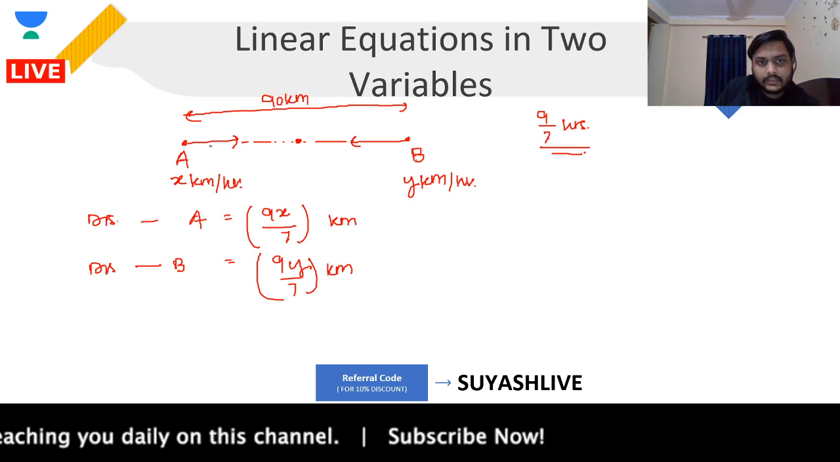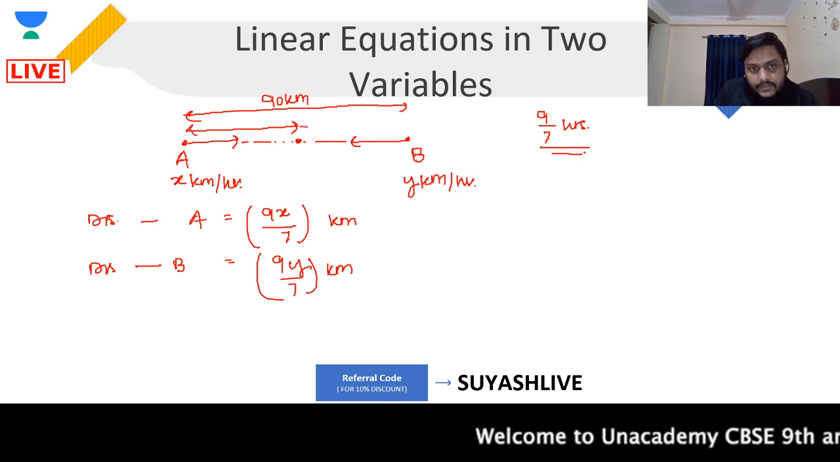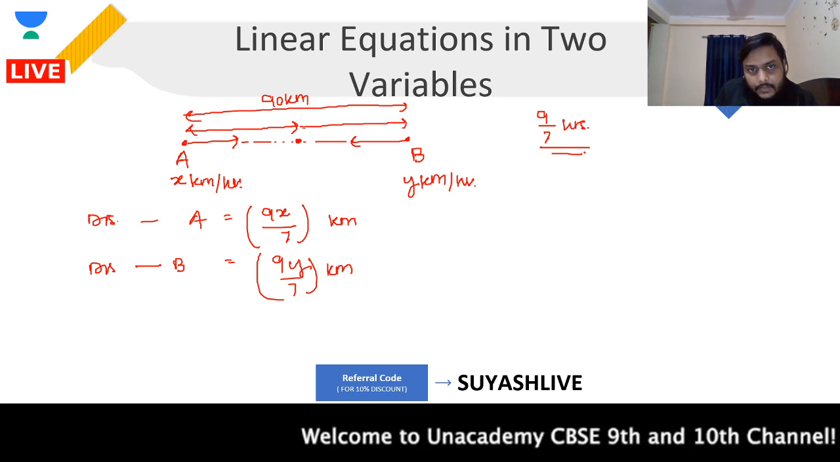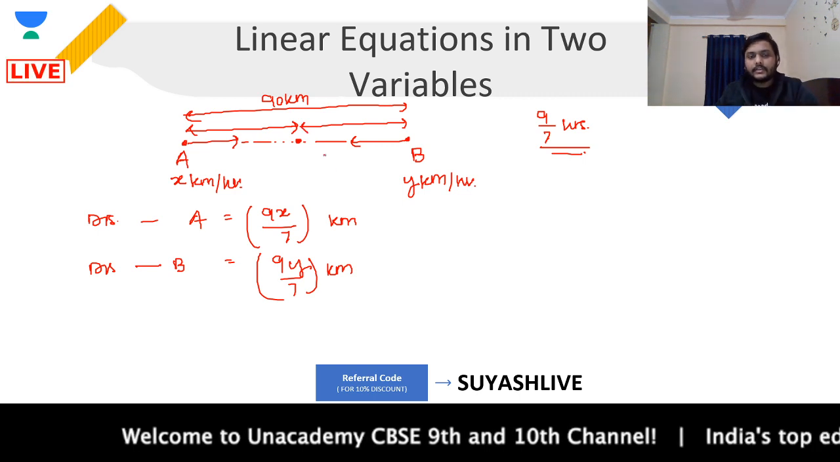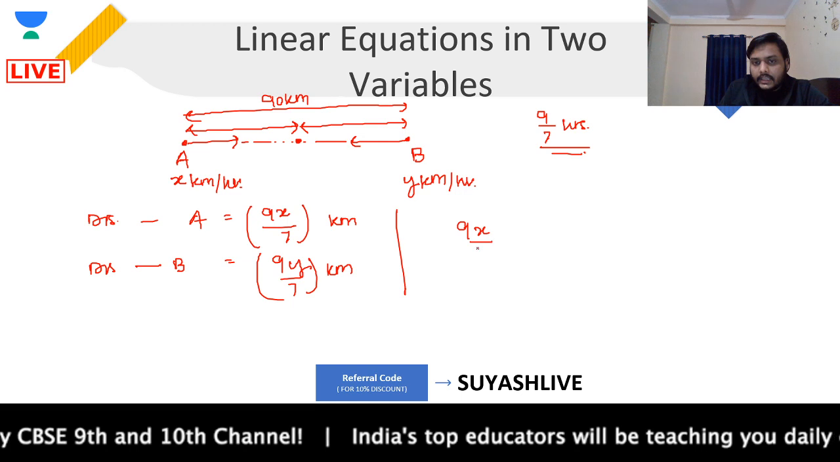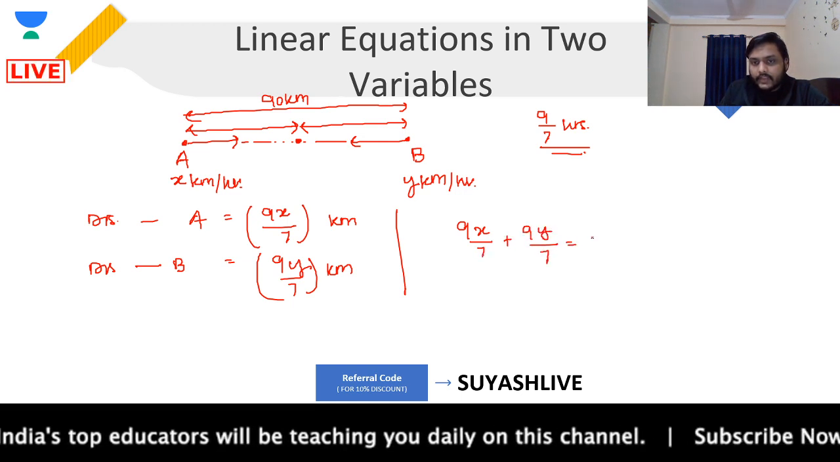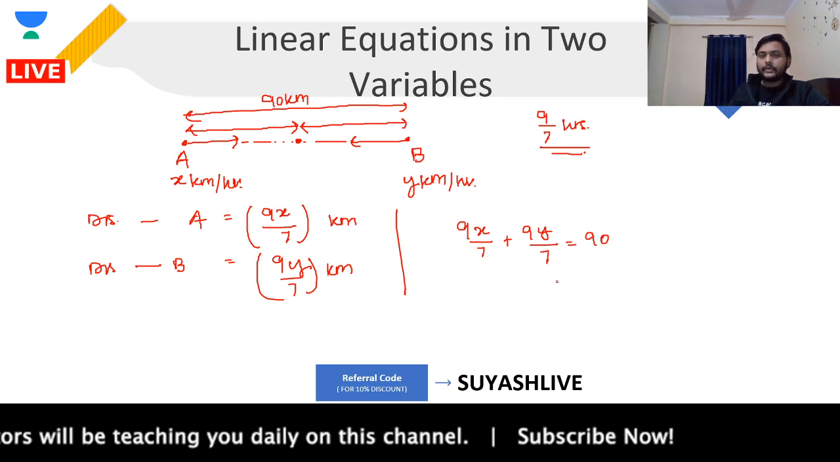So I can say that if this is the distance which is being traveled by A, that is 9x upon 7, and if this is the distance which is being traveled by B, that is 9y upon 7. So don't you think that if I add both of them, 9x upon 7 plus 9y upon 7, that will be equal to 90? Yes or no? Are you clear?